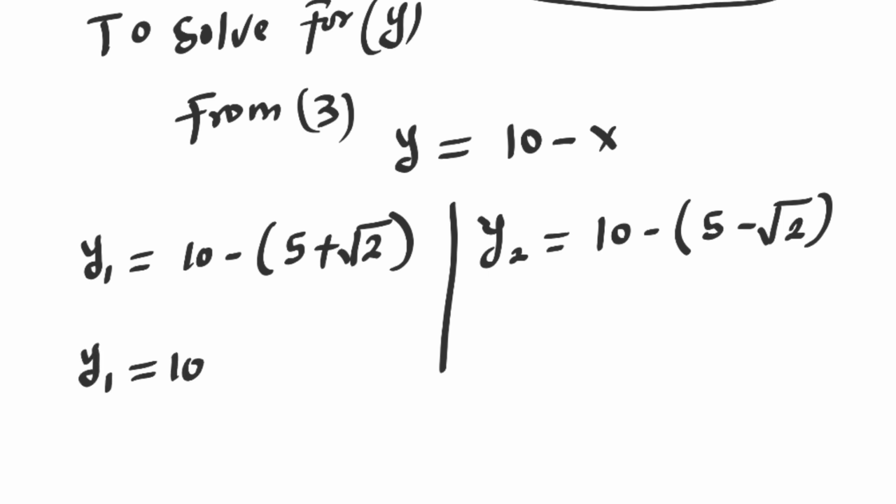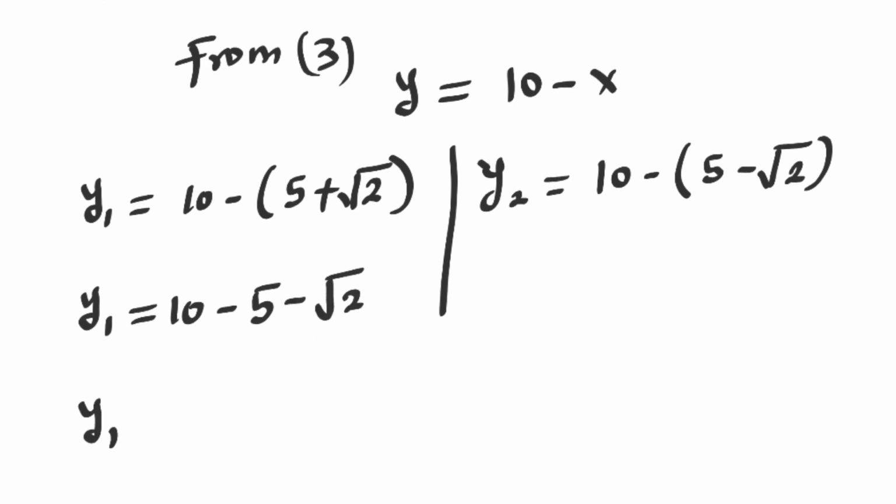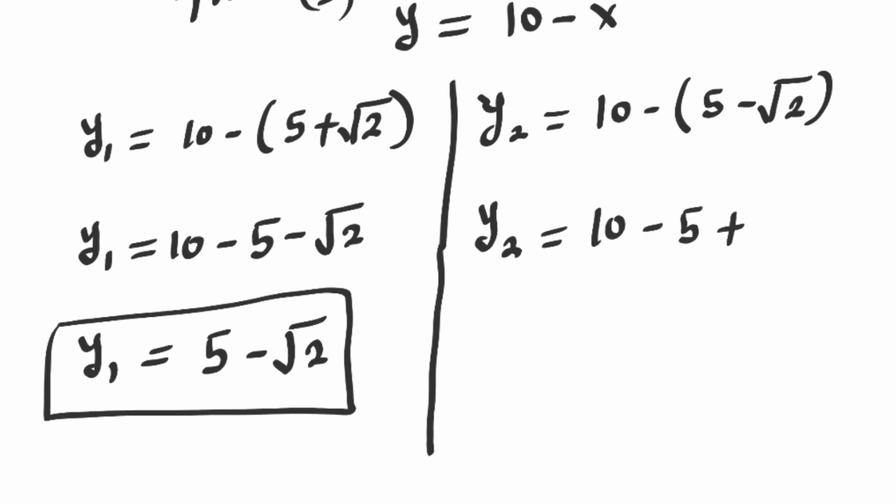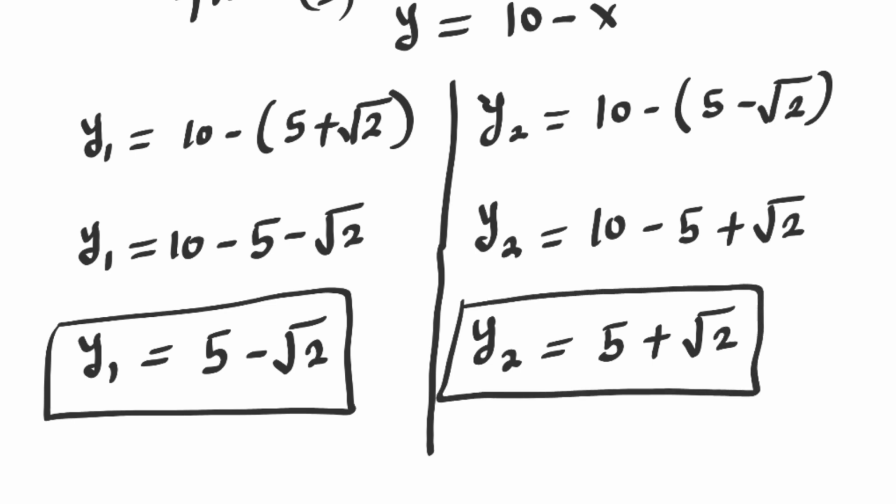y1 is equal to 10 minus, if you open the bracket with negative, we have 5 minus root 2. y1 is equal to 10 minus 5, this is 5 minus root 2. This is the value of y1. Then y2 is equal to 10 minus 5 plus root 2. y2 is equal to 10 minus 5, this is 5 plus root 2. This is the value of y2.